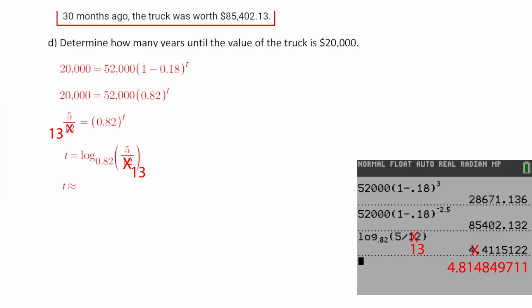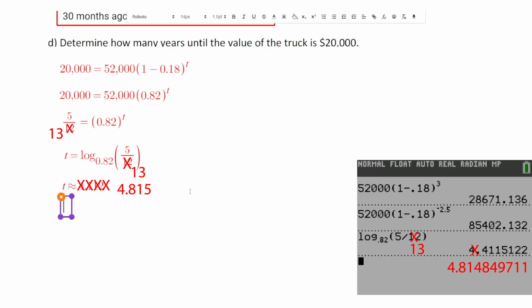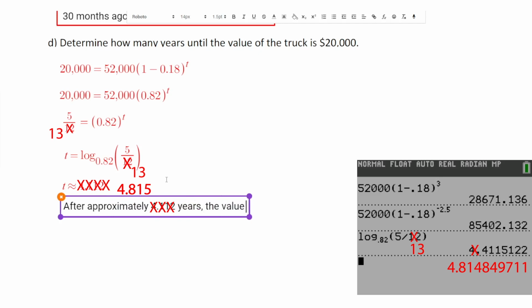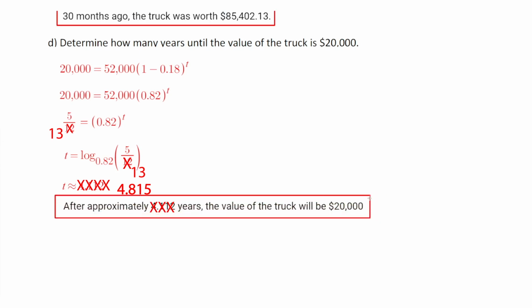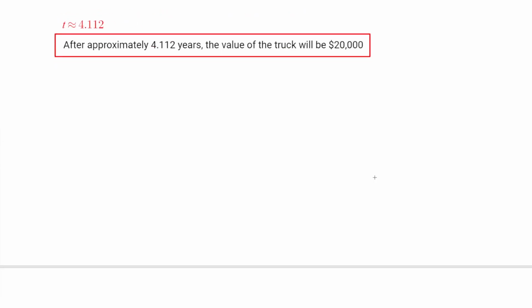All right, so I get about 4.112. Okay, so we'll say here, as our conclusion, that after approximately 4.12 years, the value of the truck will be $20,000. Okay, and that's it, I think, for page 6.